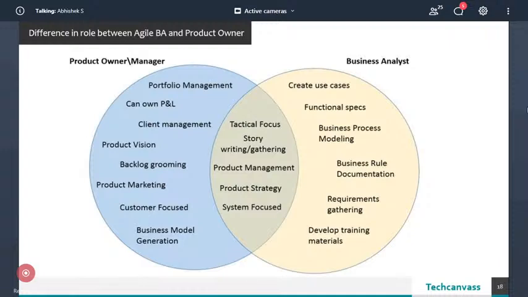And eventually both of them are focused on the system that is being created. So that is the main crux of it in terms of the overlapping role. Both the product owner as well as the business analyst would clearly focus on the work that needs to be done, or the requirement that needs to be built.